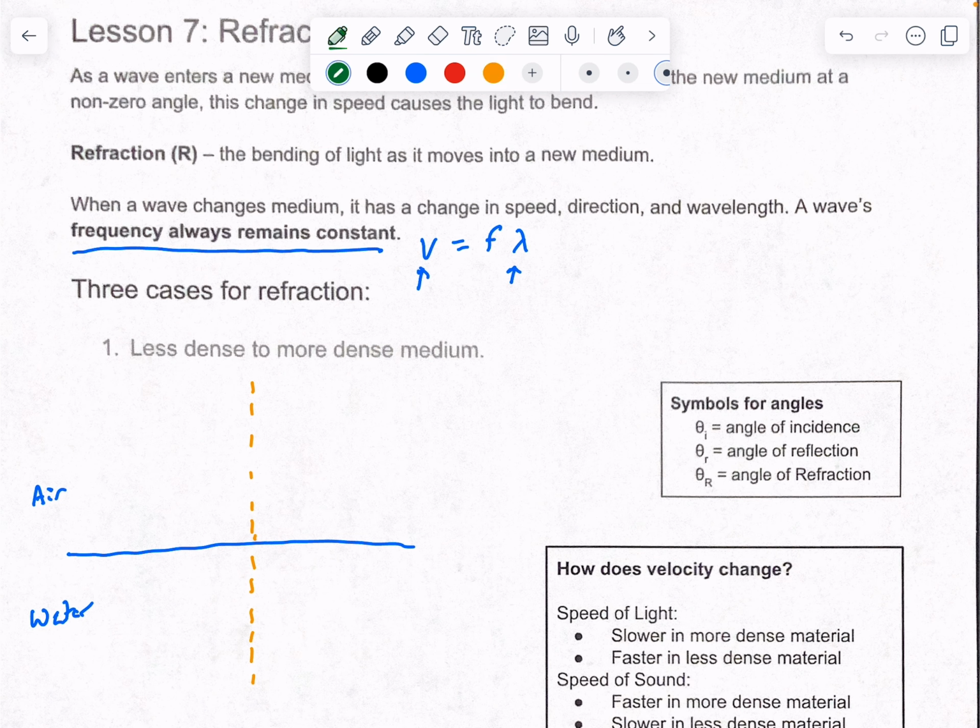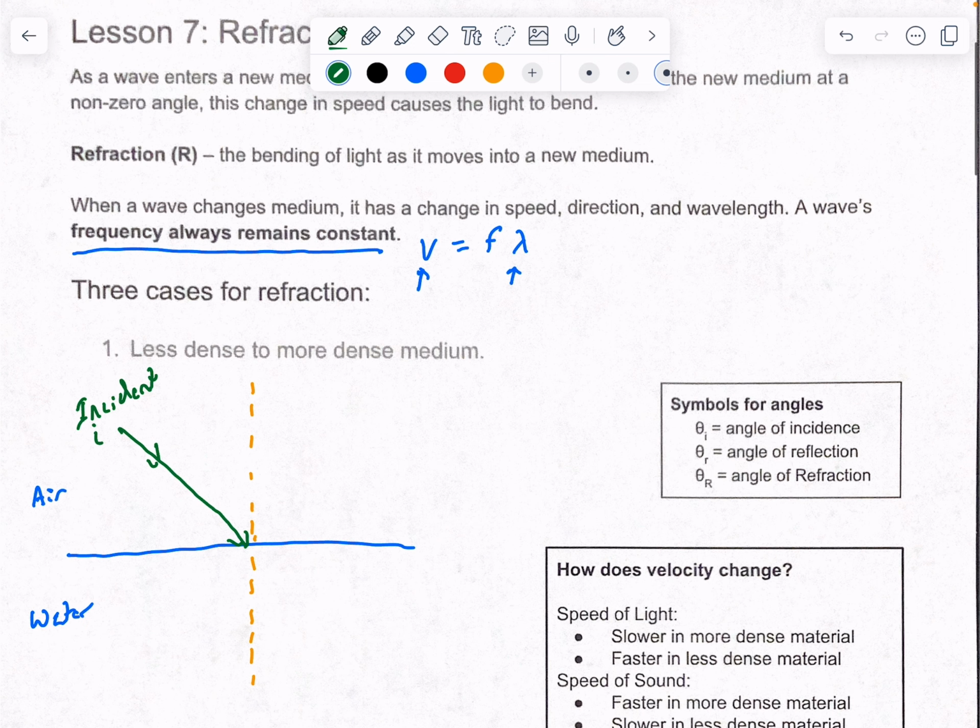Okay, so let's say we have an incident ray. Okay, so this is our incident ray. Incident basically means incoming. Or you can label it lowercase i. Okay, now your incident ray is going to come in, it's going to hit that water surface, and then some of it's going to reflect off. Okay, so that is your reflected ray.